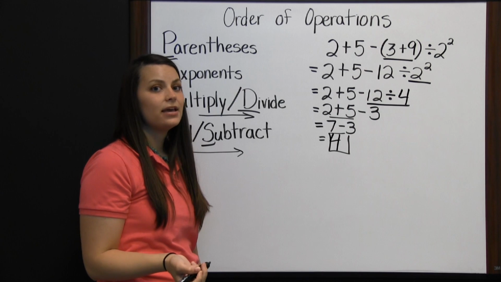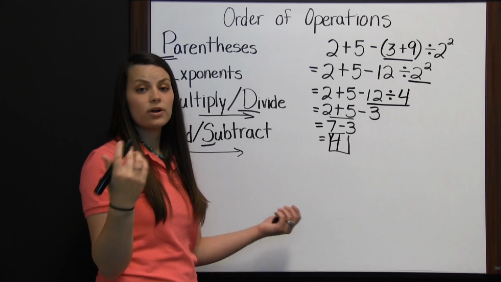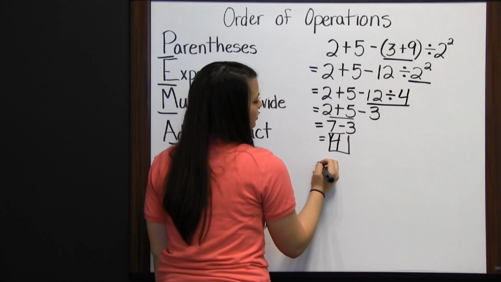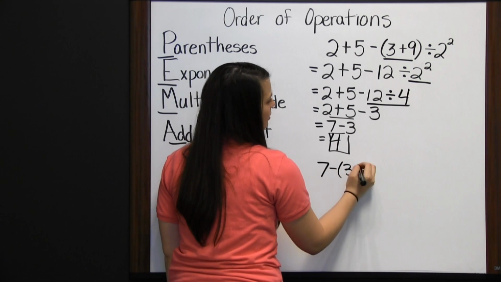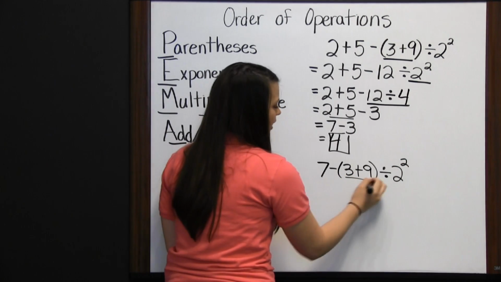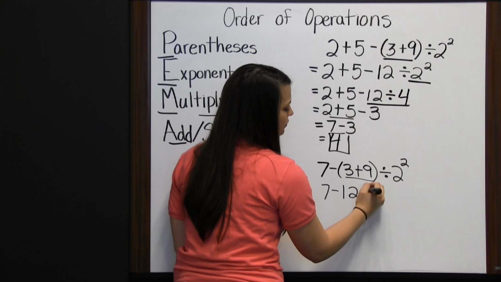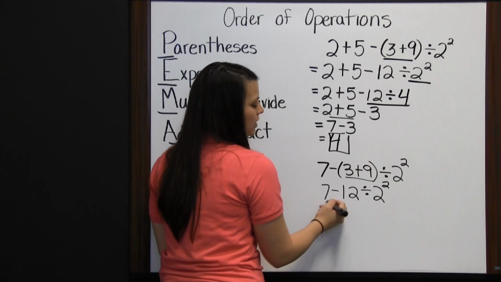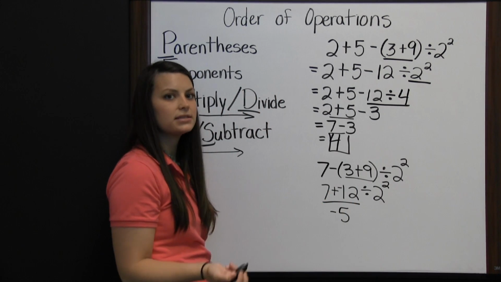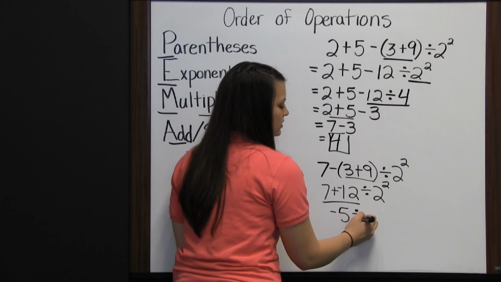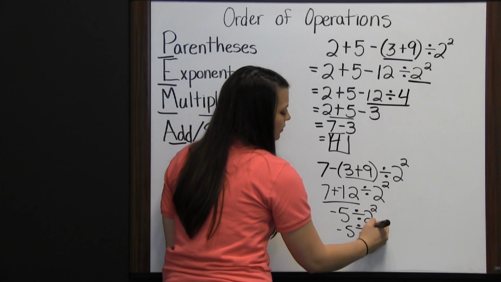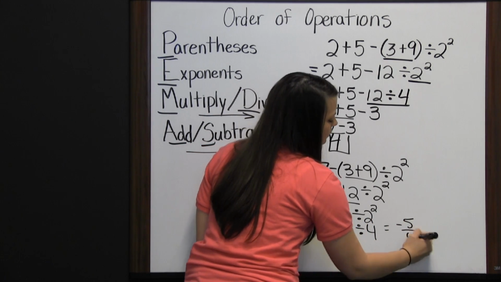Now let's see what happens if we ignore the order of operations and just work from left to right. If we were just working from left to right, we would start with 2 plus 5, which would give us 7, minus 3 plus 9 divided by 2 squared. Then we would do our 3 plus 9, so we'd have 7 minus 12 divided by 2 squared. 7 minus 12 would give us negative 5, since we can add the inverse. 7 plus negative 12, negative 5, divided by 2 squared. Negative 5 divided by 4 is negative 5/4.